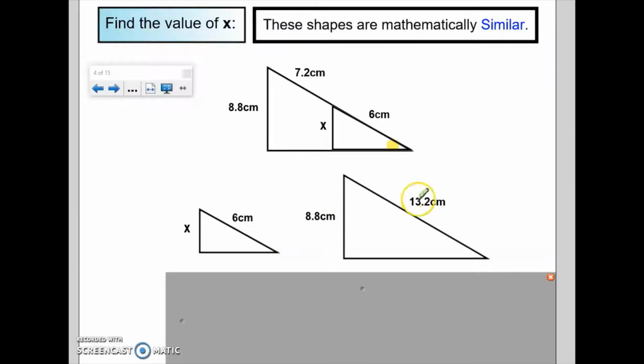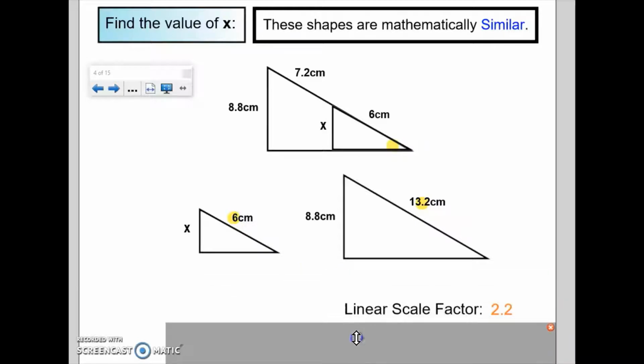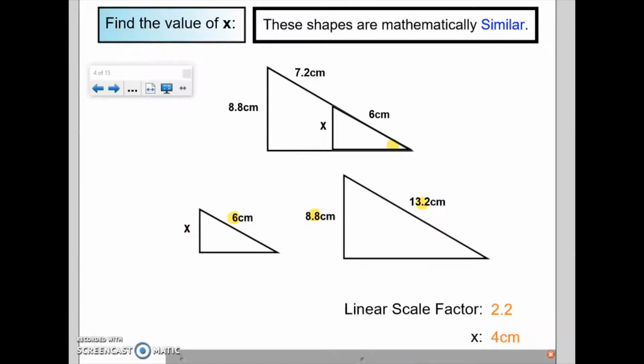Now I'm going to go ahead and work out the value of x. First of all, I'm going to find my linear scale factor. 13.2 divided by 6 is going to tell me the scale factor I'm dealing with, 2.2. So if I was to take 6, multiply it by 2.2, I'd end up with 13.2. So now I'm going to use this value to find the value of x. Again, my unknown is on my smaller shape, so I'm going to take 8.8, I'm going to divide by 2.2 to find the value of x, which in this question would be 4.